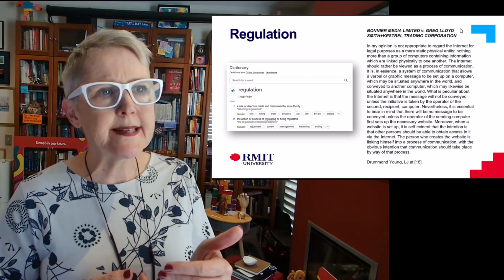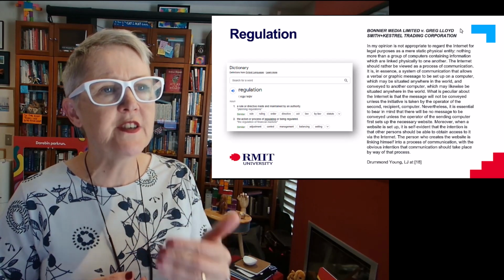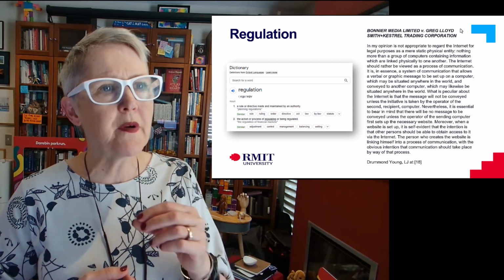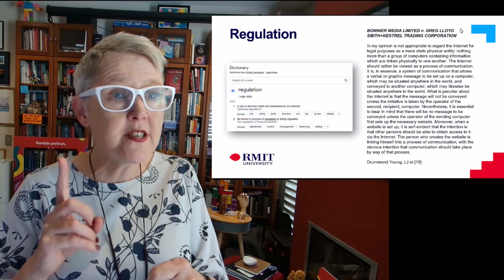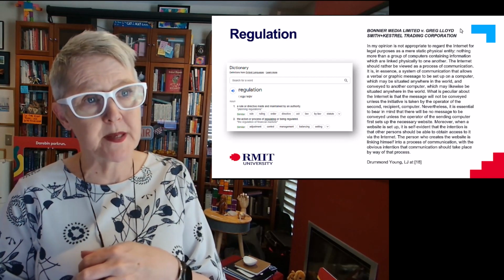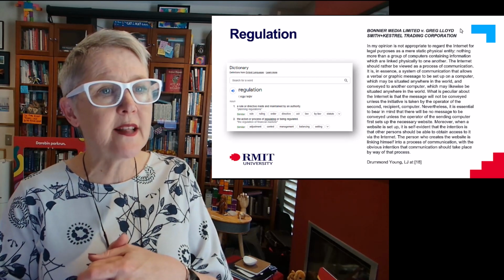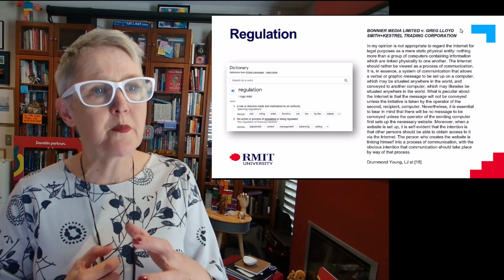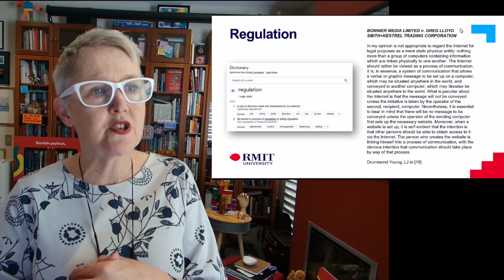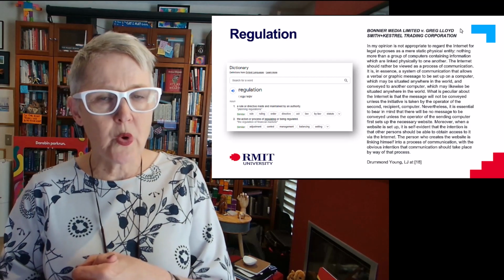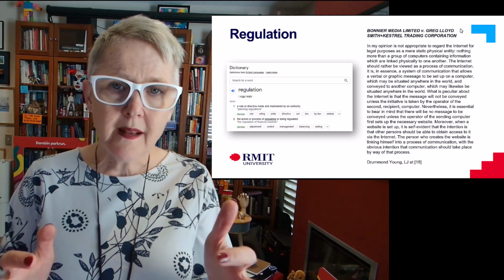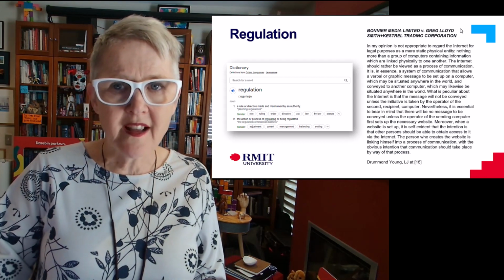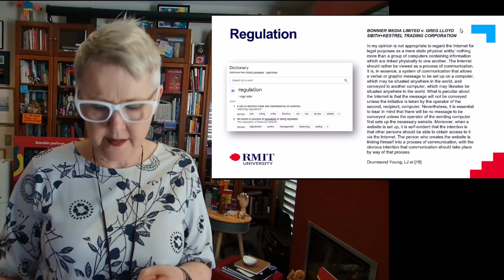He said, what is peculiar about the internet is that the message will not be conveyed unless initiative is taken by the operator of the second, the recipient computer. Even so, it's essential to bear in mind that there will be no message at all unless the operator of the first computer, the sending computer, sets up the necessary website. Moreover, when a website is set up, it's self-evident that the intention is that other people should be able to access it via the internet. So a person who creates a website is linking themselves to a process of communication with the obvious intention that communication should take place by way of that process. So when we're thinking about where things happen, it happens at where the first computer is situated, but also where subsequent recipients of those messages are located as well.